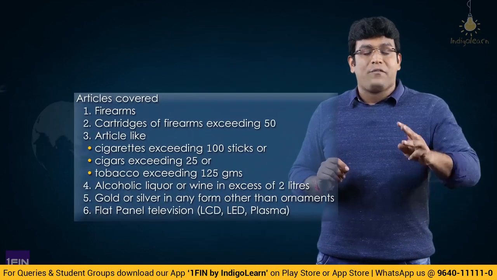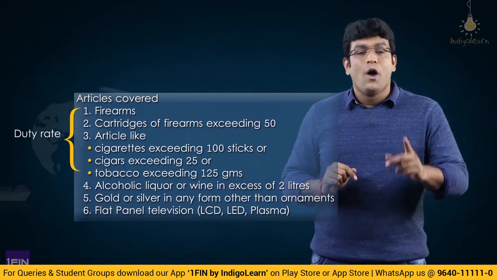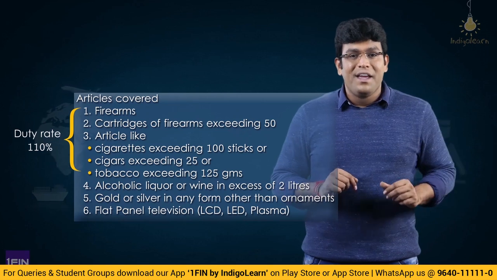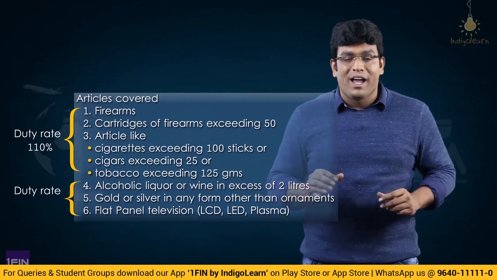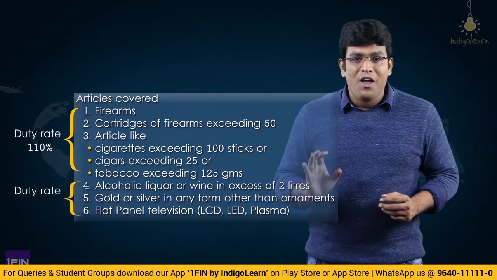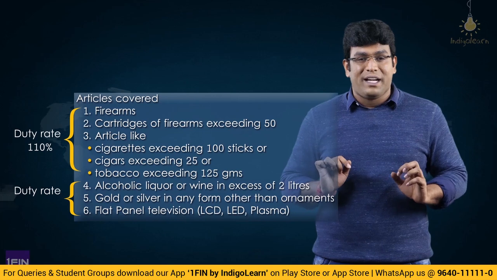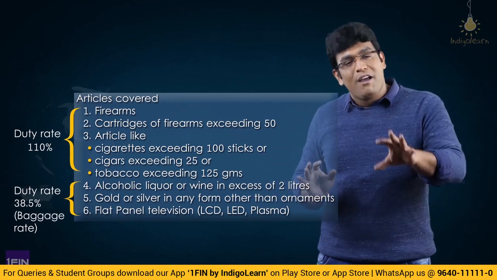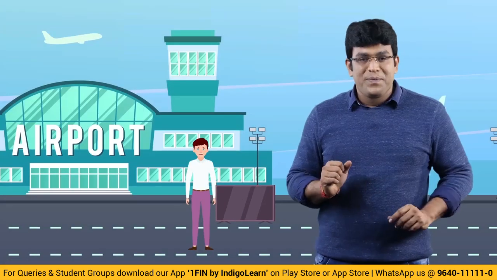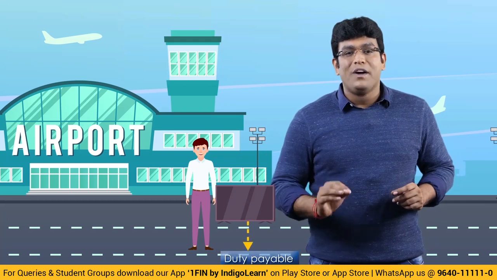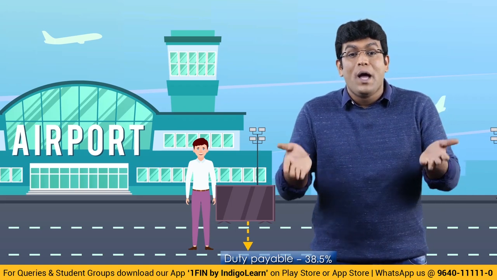And one last point to complete annexure 1 is that in annexure 1, as we know, there are 6 points. And for the first 3 points, what is the rate of duty, sir? The rate of duty is 110%. But for the last 3 points, that is alcohol, liquor or wine in excess of 2 liters, gold or silver in any form other than ornaments, and flat panel television, the rate of duty is not 110%. The rate of duty is the baggage rate only. That means 38.5%. So let's say when Mahesh went to a foreign country, while coming back to India, he brings one LED TV. On that LED TV, Mahesh will pay duty at the rate of 38.5%. Don't worry, it's not 110%. 110% is only for the first 3 items in annexure 1 and for the next 3 items, it is 38.5%. That means the baggage rate of duty only will apply. This is the interesting story of annexure 1.